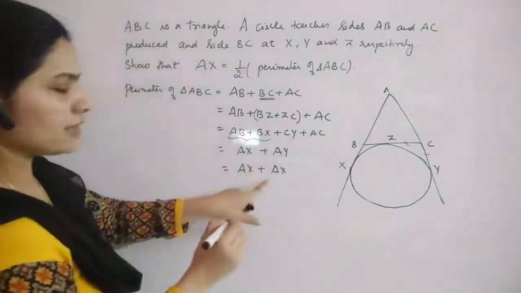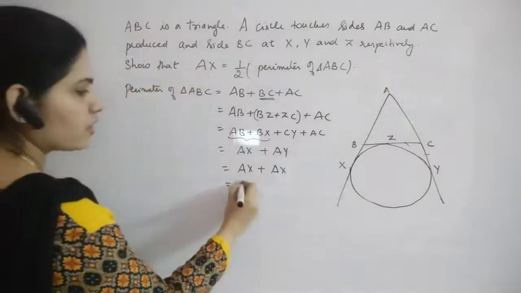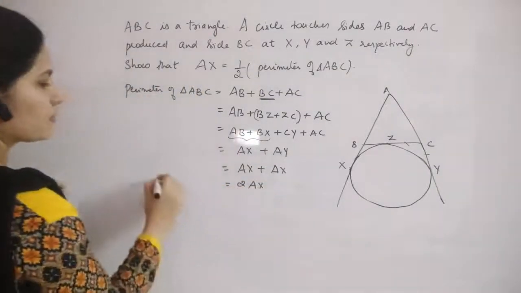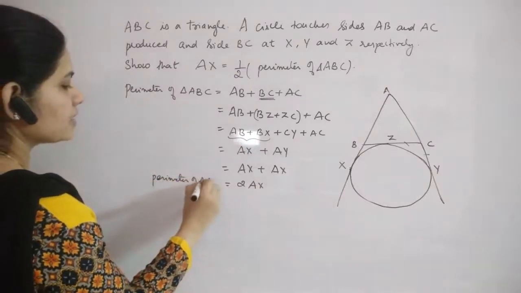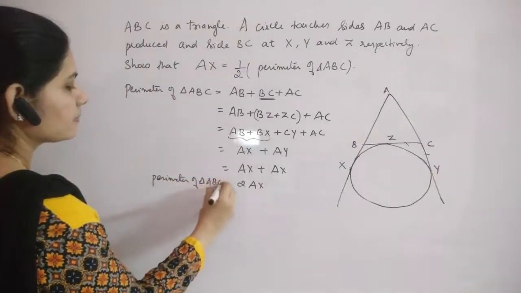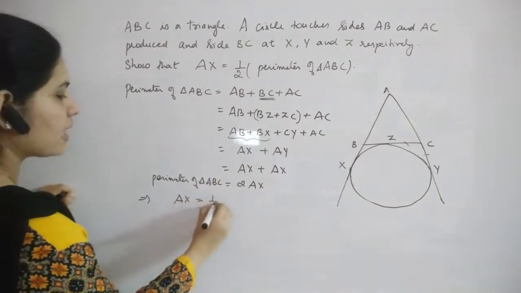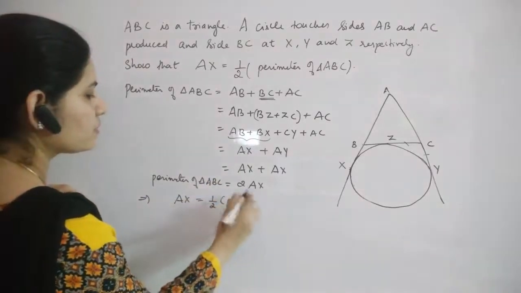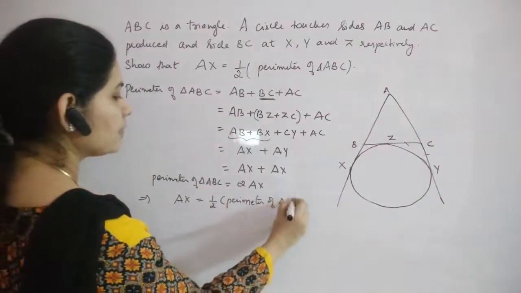Why are we replacing AY with AX? Because you have to get AX is equal to, right? Now you have got 2AX. So the perimeter of triangle ABC is 2AX, which means AX will be half the perimeter of triangle ABC; just take this 2 to the other side.